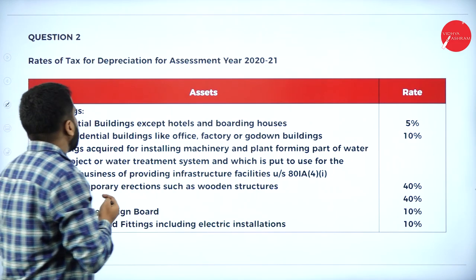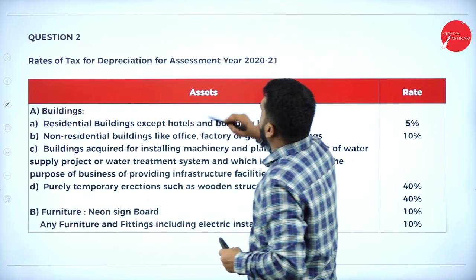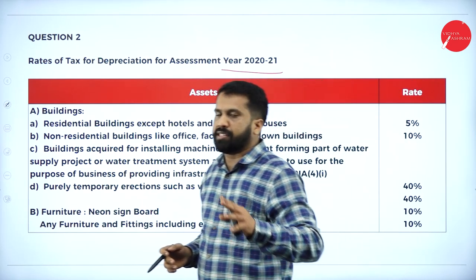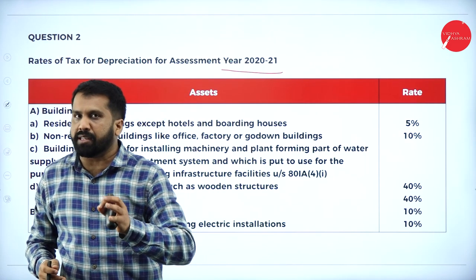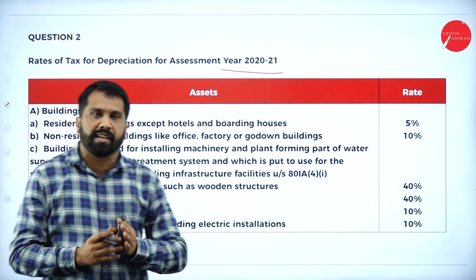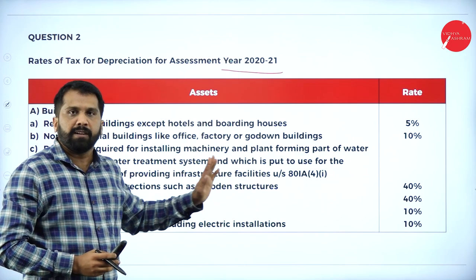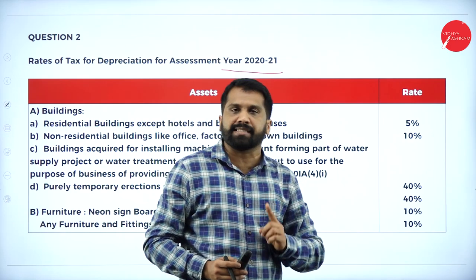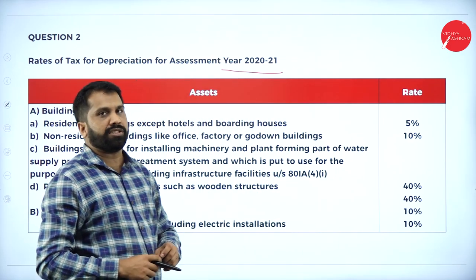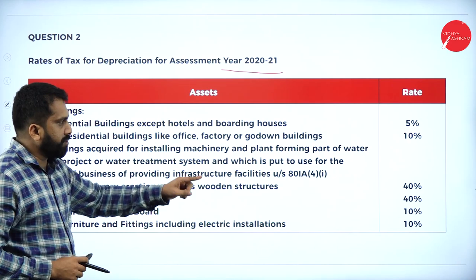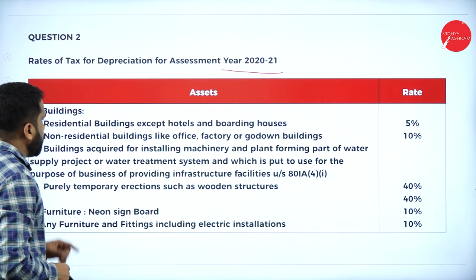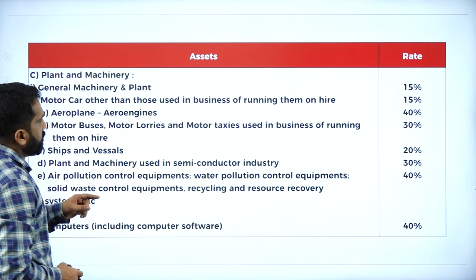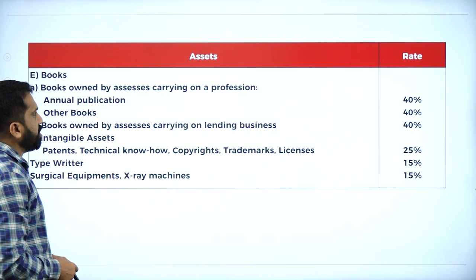I'll go to question number 2, rates of tax for depreciation for the assessment year. If you can, just remember the percentage. 99% in the question paper, they will give you the percentage. If it is not given, it is your duty to remember the percentage. That is the only difference between accountancy as well as taxation. In accounts, it is easy actually, but in taxation, we are supposed to remember the percentage. So these are the percentages, try to remember. These are the continuation of your percentages.